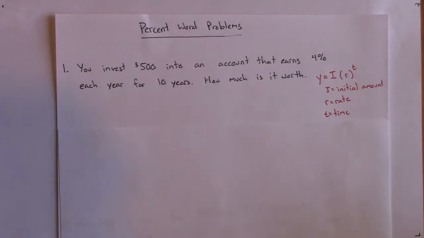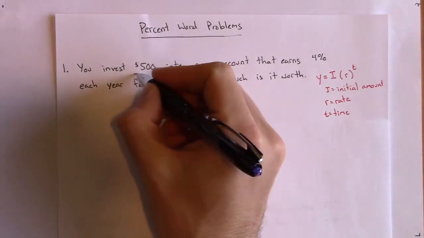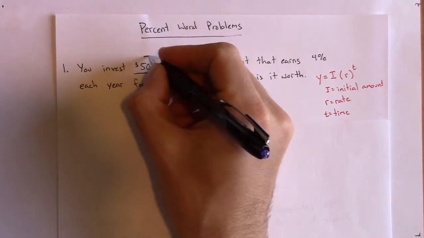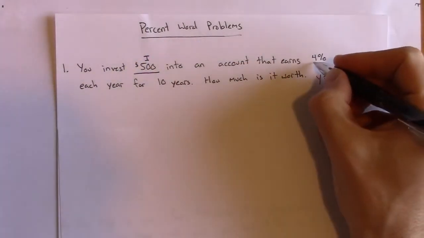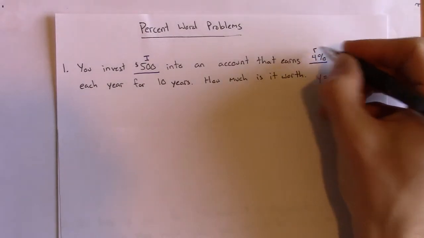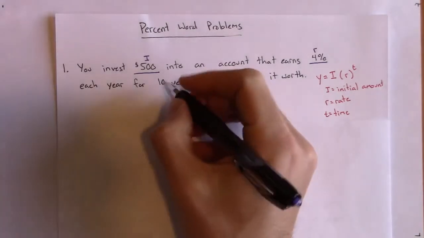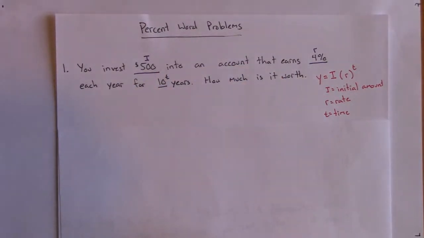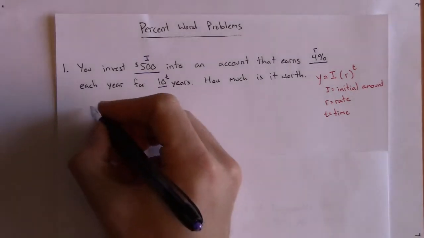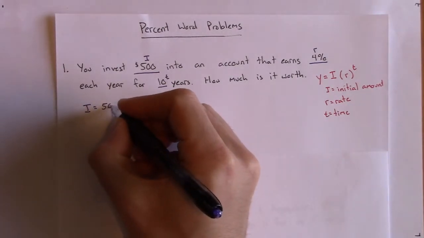Okay? So going back to our problem, you invest $500, so that means that's what I'm going to start with. So 500 is my I. I earn 4%, so I'm going to use that 4% to find my rate, and I'm investing for 10 years, so that T right there is going to be 10. Okay, so if I put all my pieces together, I have the following. I know that my initial amount is 500.